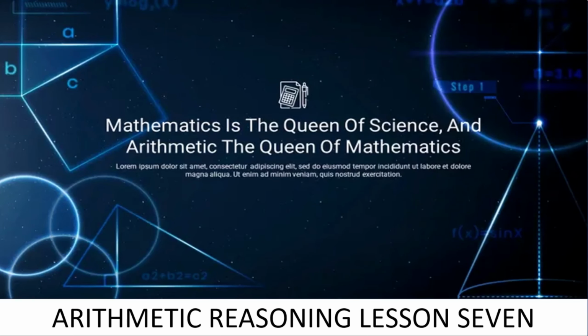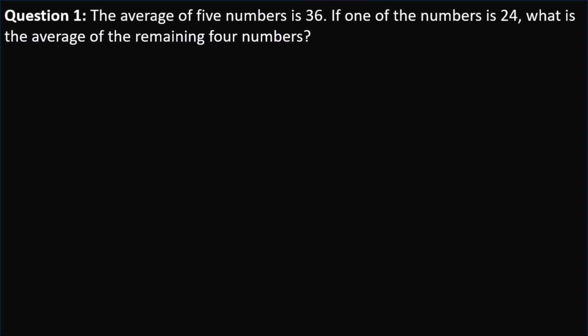In this video, we will solve some arithmetic reasoning problems, which are really very important for the ASVAB FAQT or any kind of competitive exam. So today our first question is: the average of five numbers is 36. If one of the numbers is 24, what is the average of the remaining four numbers?